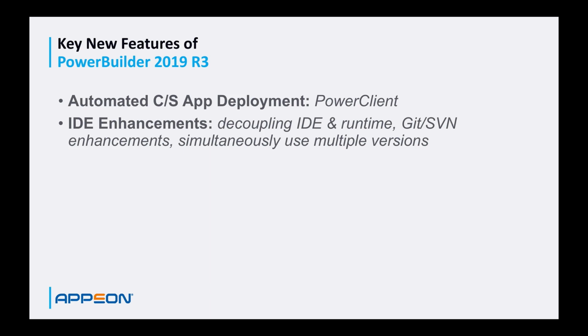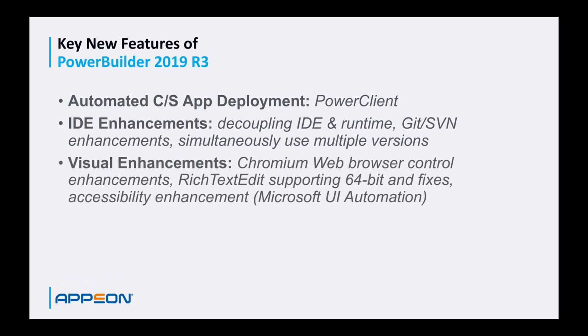We've also done significant enhancements to source control for Git and SVN, especially for Git. Now you can branch. And we've also enhanced the license mechanism to help you be more productive. You can use multiple versions of PowerBuilder that are installed on the same machine without consuming more than one license, so it's no longer necessary to log in and log out. The visual enhancements we'll be covering in today's webinar.